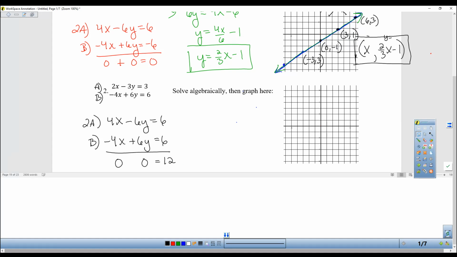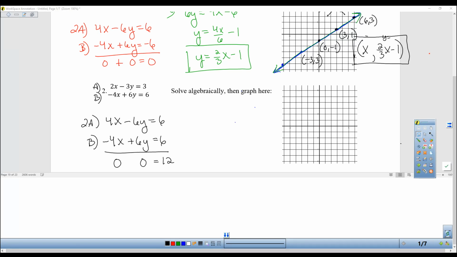So graphically, what must have happened that the lines didn't cancel? They can't be the same line. If they were the same line, then if you had a line and you subtracted the line, you would get 0. But we got 12. So let's graph it.